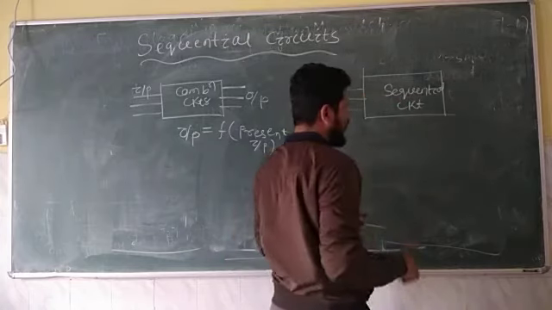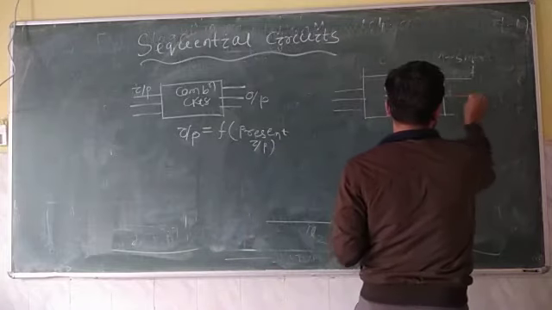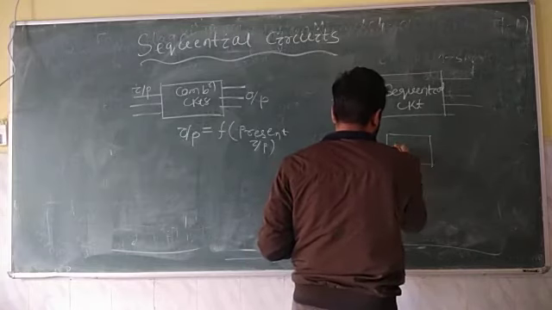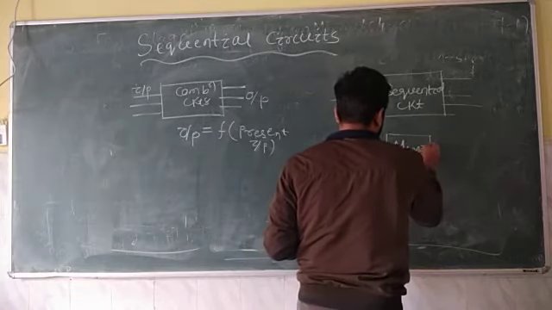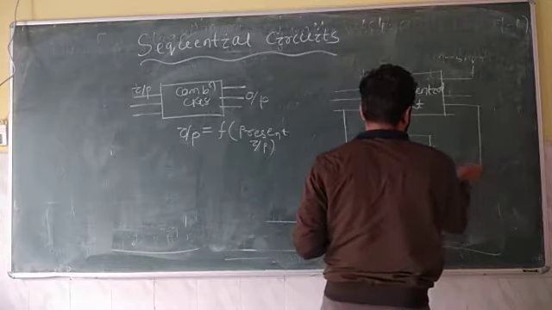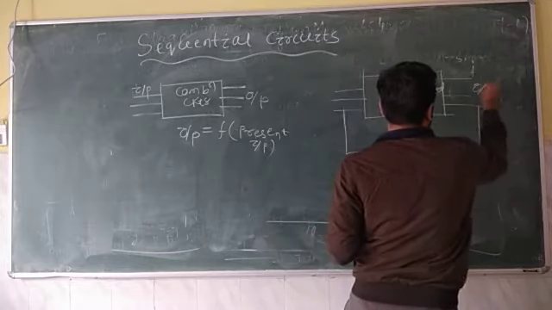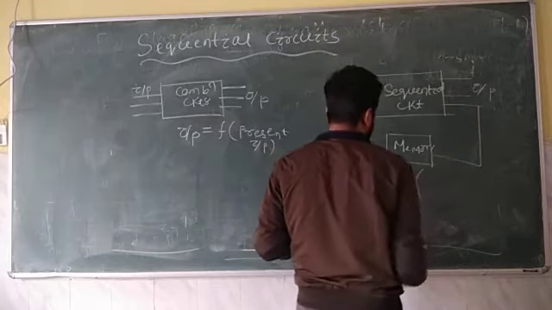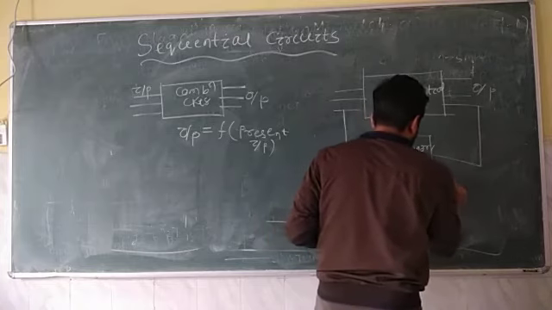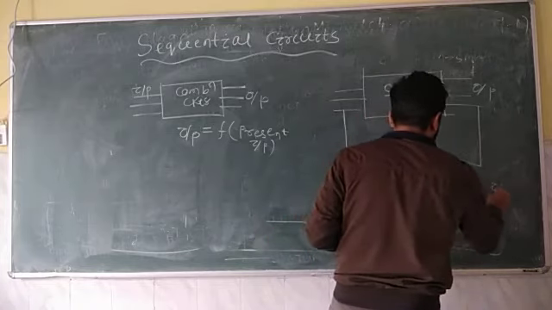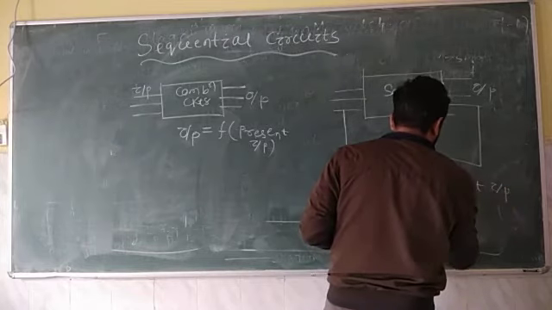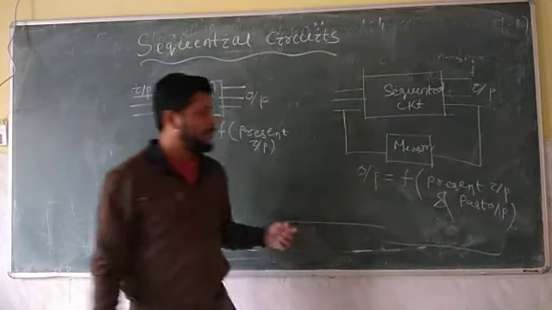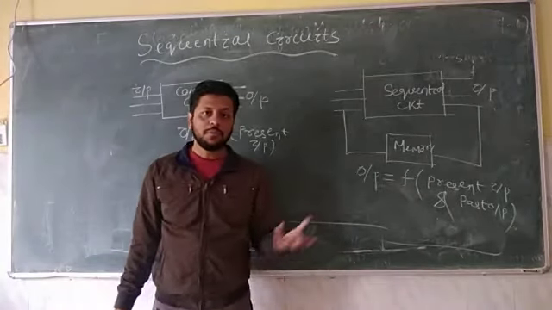Here the output not only depends on the present input but also on the past output. This is your memory, and this is your output. So the output f is a function of the present input and the past output.